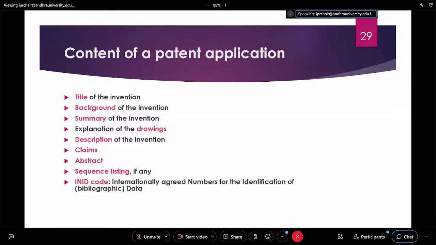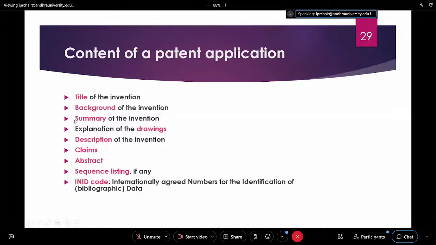Okay, first of all, there will be title, then there will be background. Background is just basically the prior art that is already there in the public domain. Then the summary of your invention, then explanation of your drawing if you have any drawing. Then description, which is very important in case of a patent application. Then you will have abstract. If you are filing some sequences, like DNA sequences or protein sequences, then you will have sequence listing also, and there will be INID code on the left of your patent application.